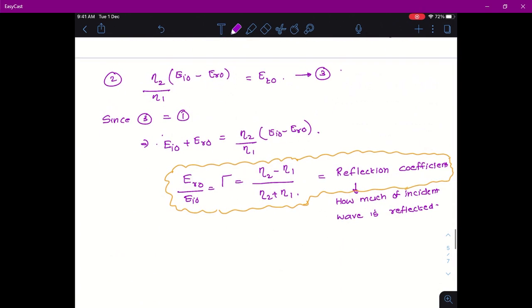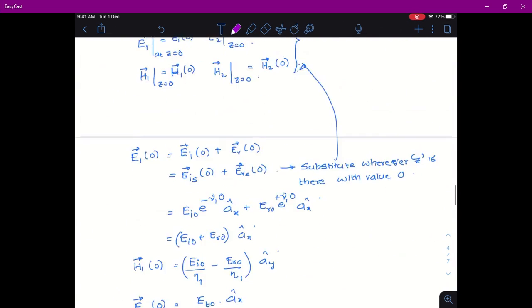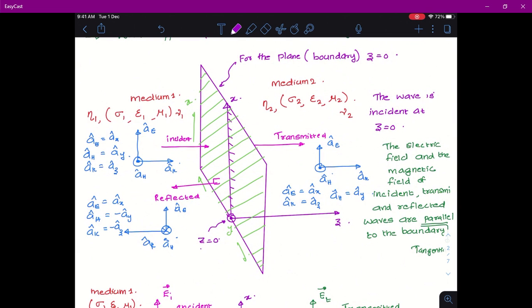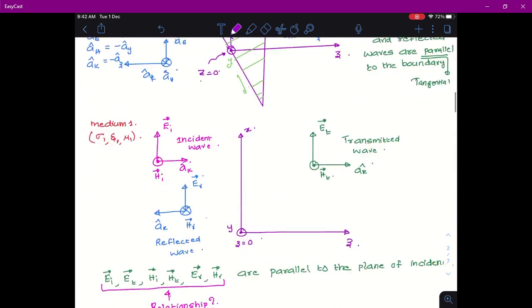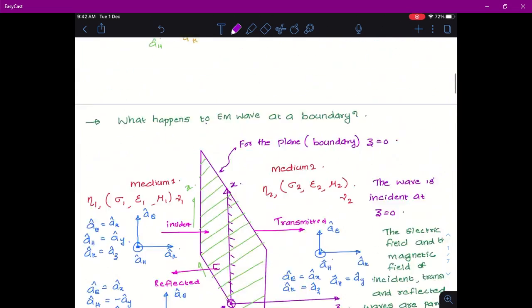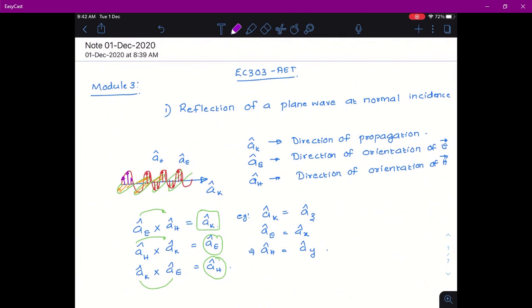Okay. So thus we have found when the wave is incident normally to the plane, what's the relation between the electric fields on both sides, what's the relation between the magnetic fields of all the three waves, and how much amount of incident wave is reflected and how much amount is transmitted. Okay. So this is an easier derivation because it's a normal incidence. Next we are going to look at oblique incidence, which needs some kind of mathematical background. Okay. So we'll stop it here. We'll see in the next class.